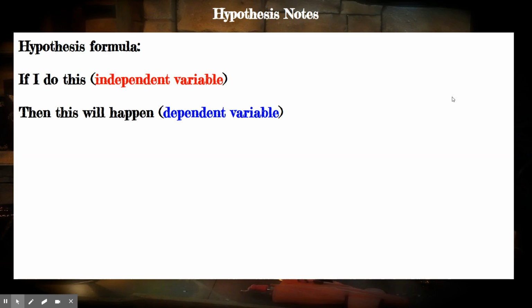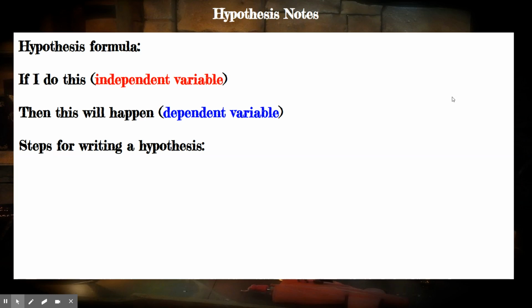So for example, when we are talking about the plant, if I put a plant in front of a window, that's the thing we're changing. We can either put it in front of a window or we could put it in a closet. We're changing that. Then it will grow. Growing would be the dependent variable because we're saying then this will happen.